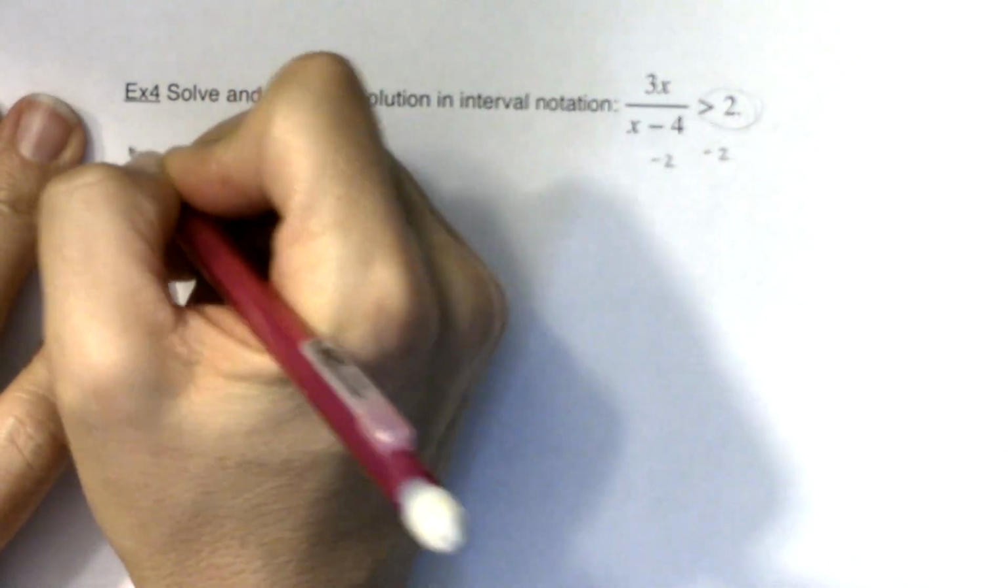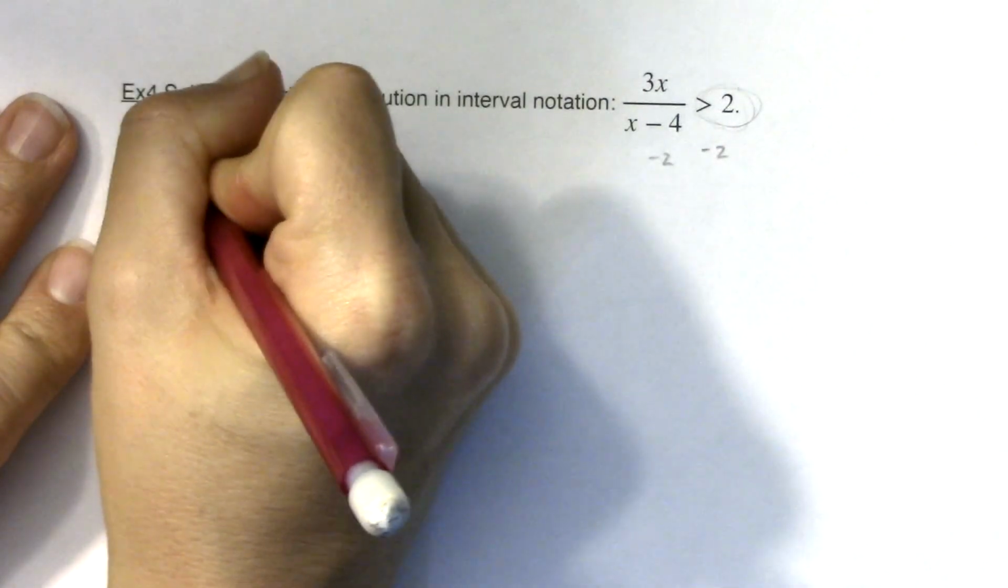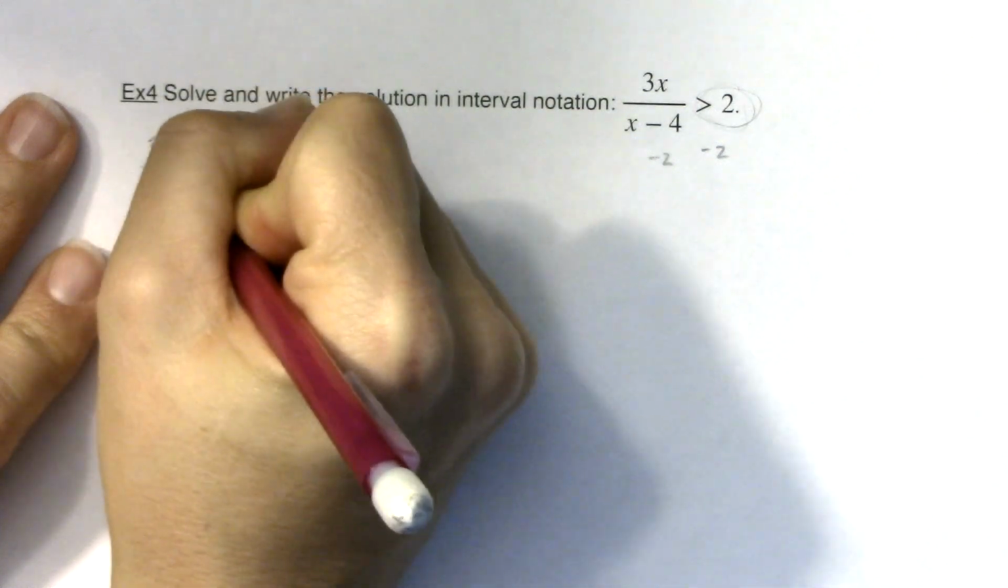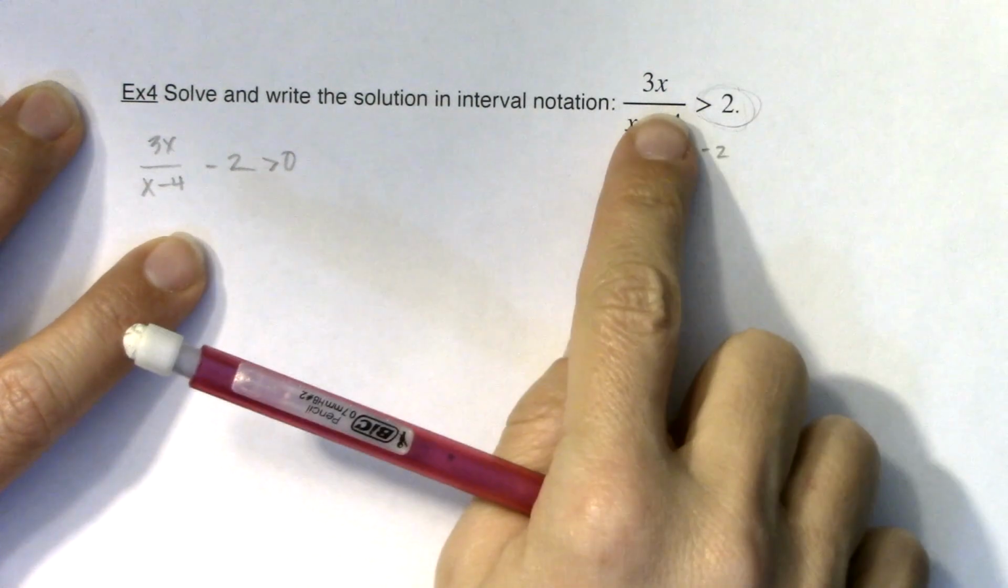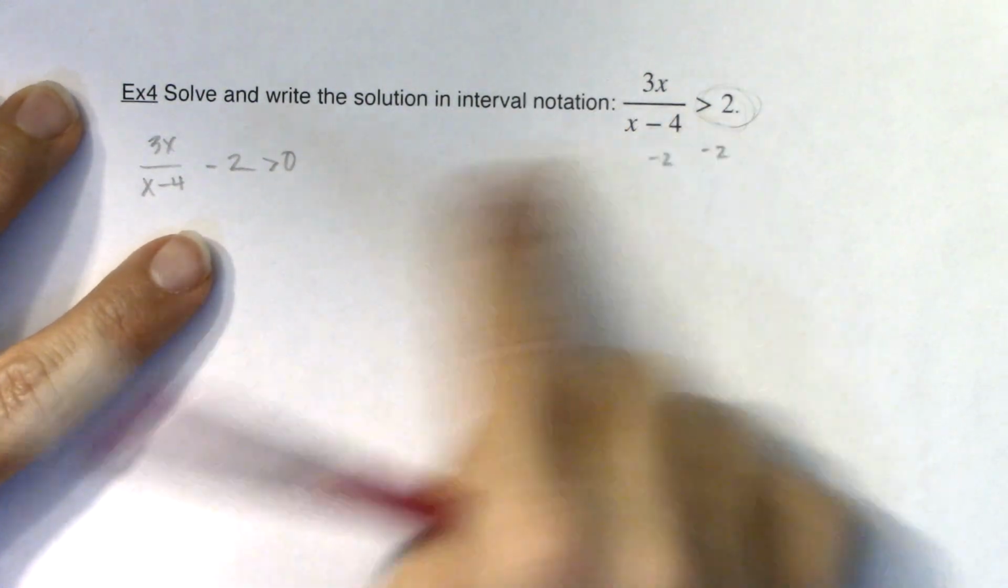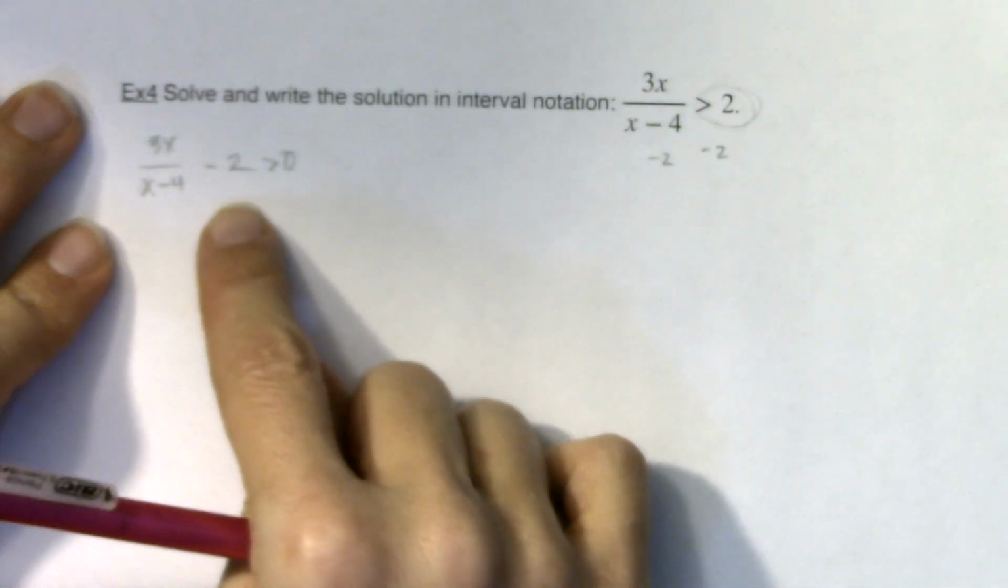So when I start to look at this, oops, scooched my paper for a sec. All right, when I start to look at this, I'm looking at 3x over x minus 4 minus 2. What was my symbol? It would be greater than 0. And I picked greater than because it was a greater than over here. So now I need to rationalize. I need to subtract these fractions.